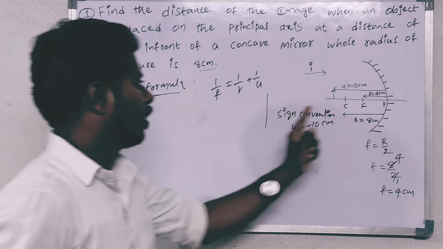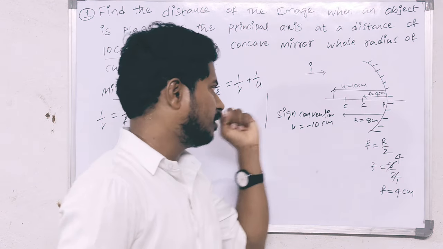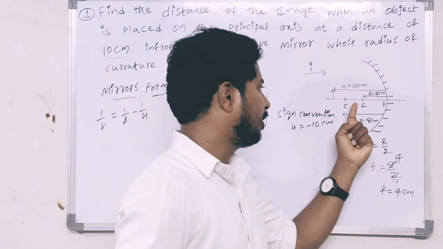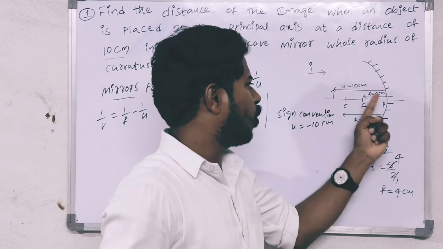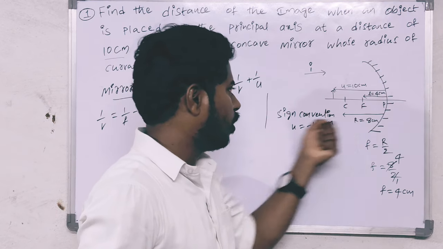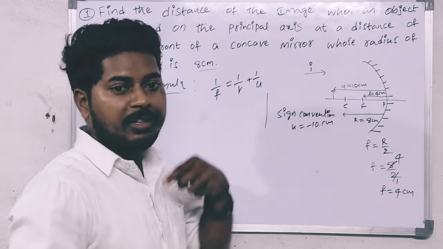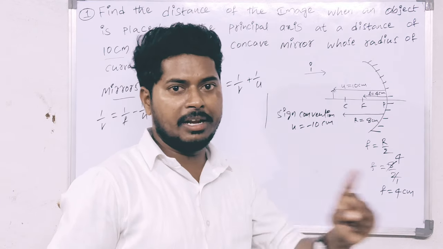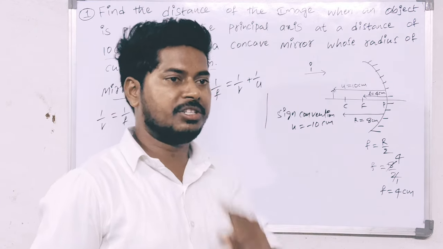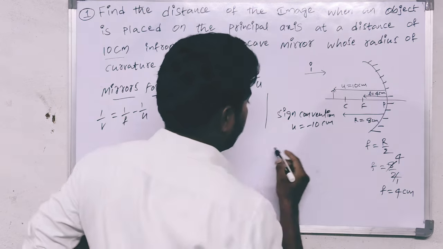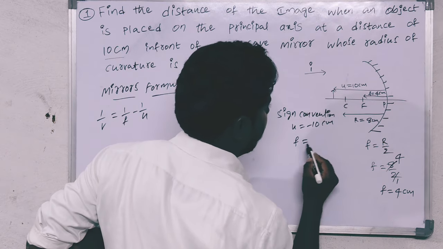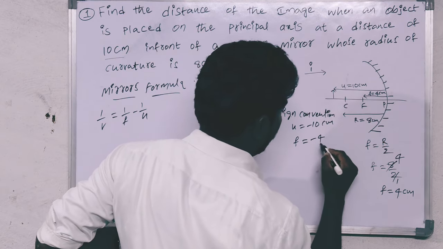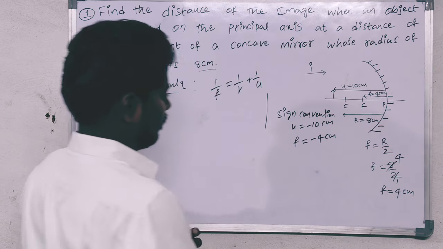Now come to the focal length. Focal length is also measured from the mirror only. So the direction of focal length is towards left and the direction of incident ray is towards right. Both are in opposite directions. Then consider negative. So focal length is also negative, minus 4 centimeters.